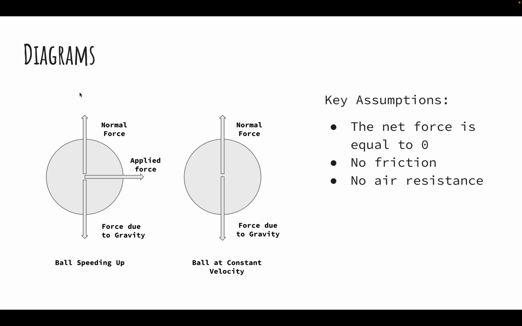Here are two force diagrams. The first is the force diagram when I'm pushing the ball and speeding up. As you can see, the net force is not equal to 0 and thus has an acceleration. And here is the force diagram when it is in constant velocity. The net force is 0 because the normal force and force due to gravity cancel out. Some key assumptions are that the net force is equal to 0, there's no friction, and there's no air resistance.